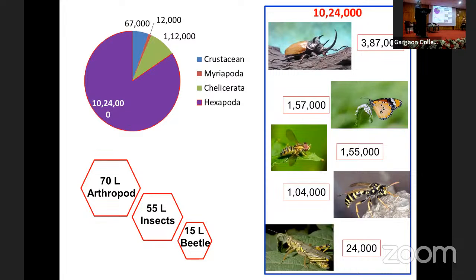Out of that, 55 lakh are insects and 15 lakh are others. So you can see now, that means out of 55 lakh, the species that are studied, we have discovered only 10 lakh 20 thousand species. That means this is a huge gap. So around 40% of insect species are described so far, and another 60% of species we are yet to discover.